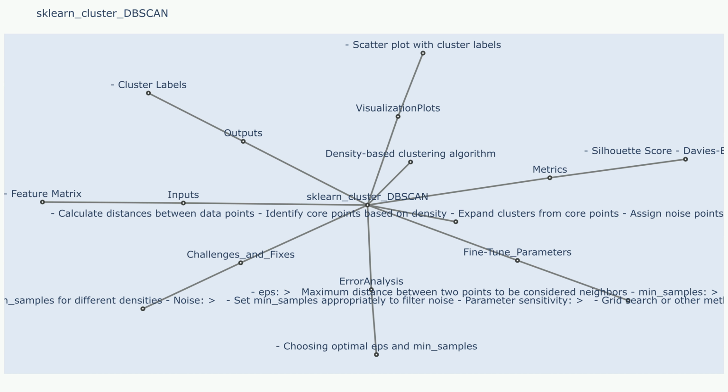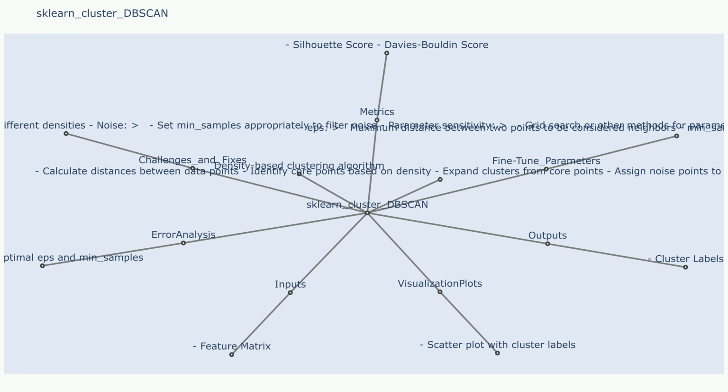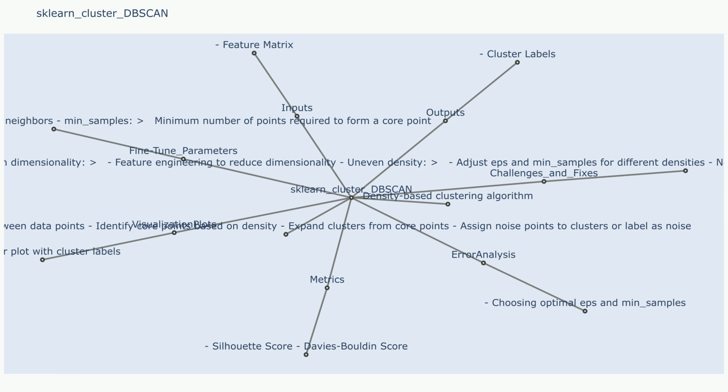Inputs. Input 1: X, a 2D array of data points, where each row represents a data point and each column represents a feature. Input 2: eps, the maximum distance between 2 points for them to be considered neighbors, also known as the neighborhood radius. This is a crucial parameter for DBSCAN.